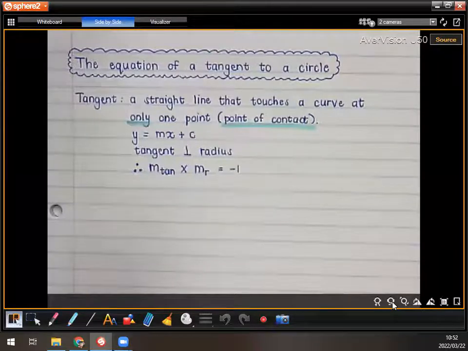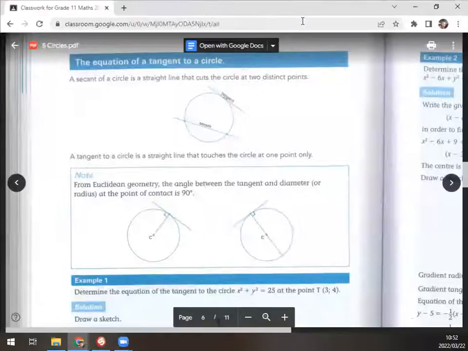Let me show you the picture in the notes. Sorry, I thought I had a textbook here, but I can't find it now. All right, there we go. So there we have a circle.